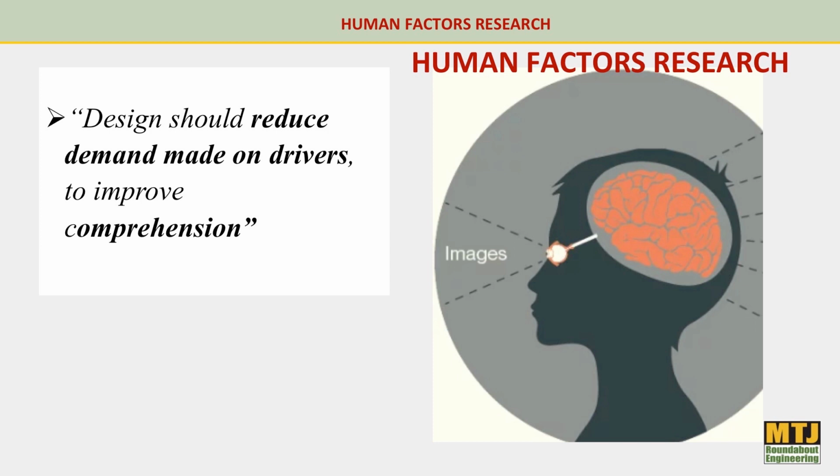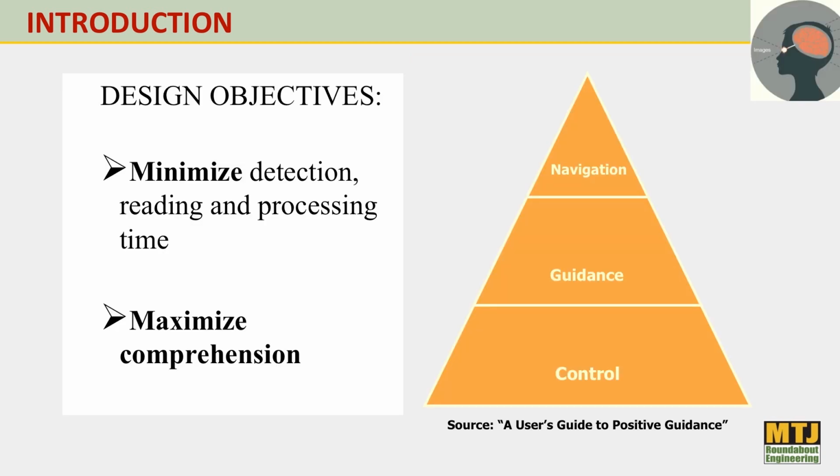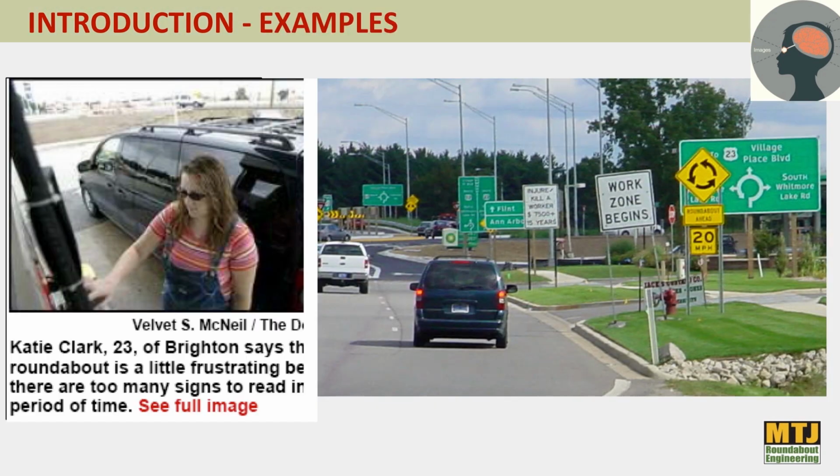They say design should reduce demand made on drivers to improve comprehension. And they say the design should adhere to drivers' expectations and experiences. And lastly, then, our design objective is to minimize the detection, reading, and processing time. This is based on the User's Guide to Positive Guidance. I think it's an ITE document is where I got this from. It may be sourced from somewhere else. And then maximize comprehension. What do we think? Did we hit the mark?